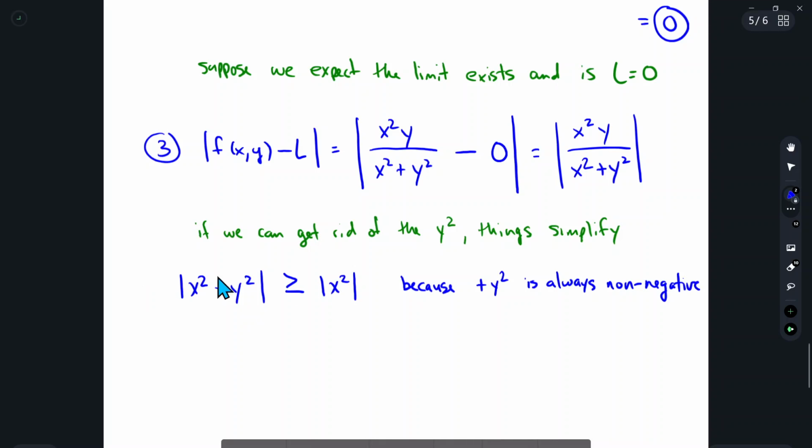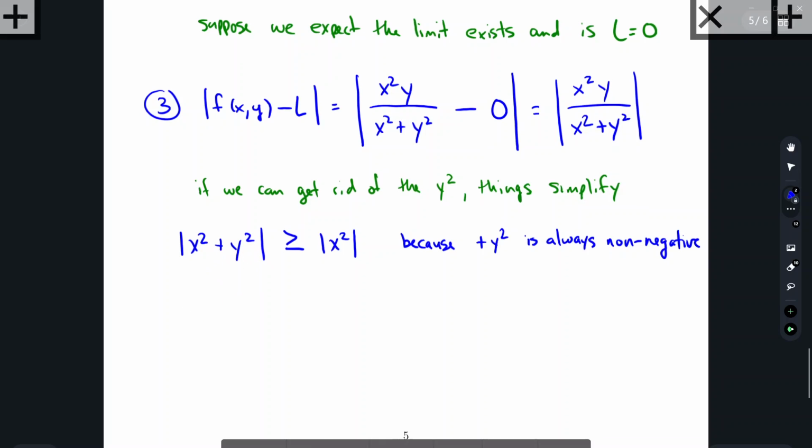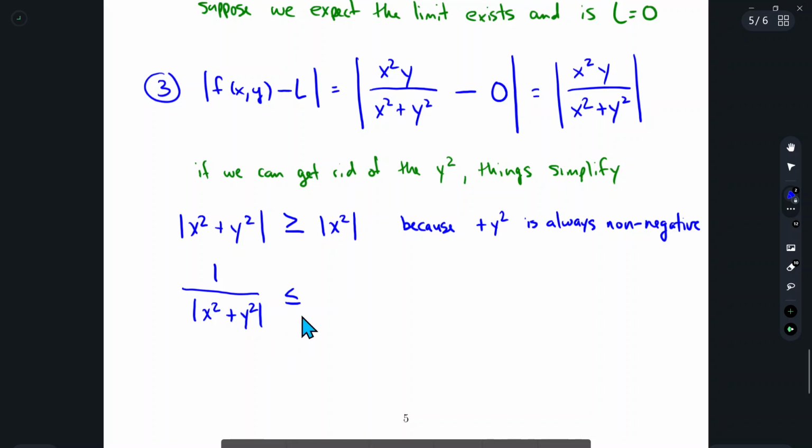Okay, so this is the inequality we're going to start out with, and we have to somehow use this inequality to say something about this expression here. So this x squared plus y squared is in the denominator, right? So let's take reciprocals. If I take the reciprocal, the rule is that I have to flip the inequality.